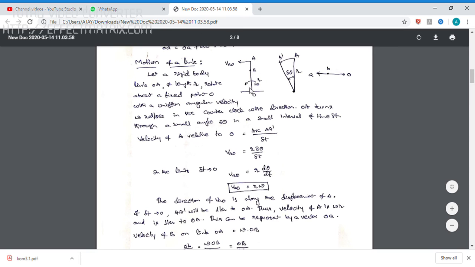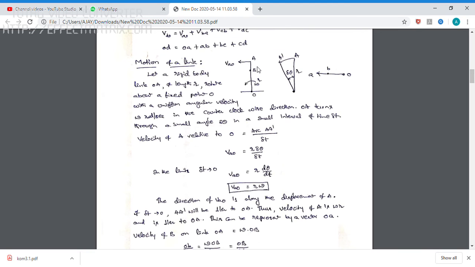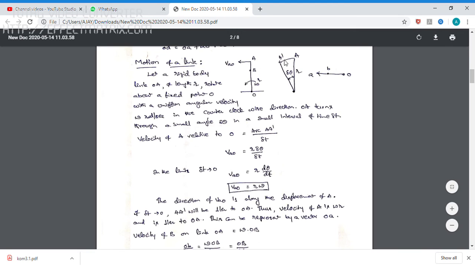Don't confuse this R, it represents the length of the link OA. Omega is the angular velocity. This one is rotating in anti-clockwise direction. Suppose it turns in anti-clockwise direction, OA is the original position. If it occupies a new position OA dash, that is A occupies the new position A dash.